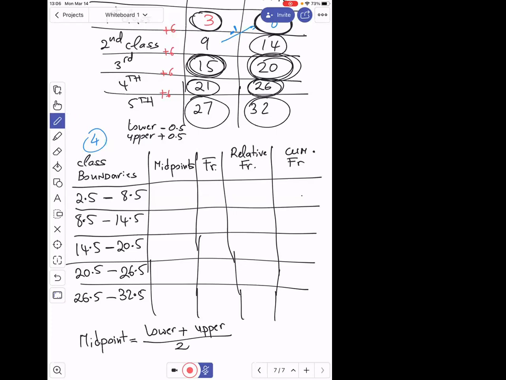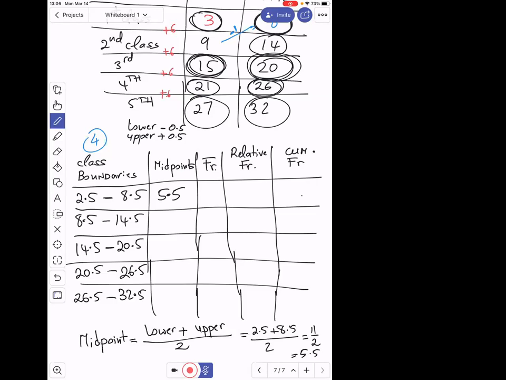So, for example, for the first class, it's 2.5 plus 8.5, over 2. So 2.5 plus 8.5, of course, that will be equal to 11. So that's 11 over 2. So that'll be the midpoint of my first class. So 11 over 2, of course, that's 5.5.